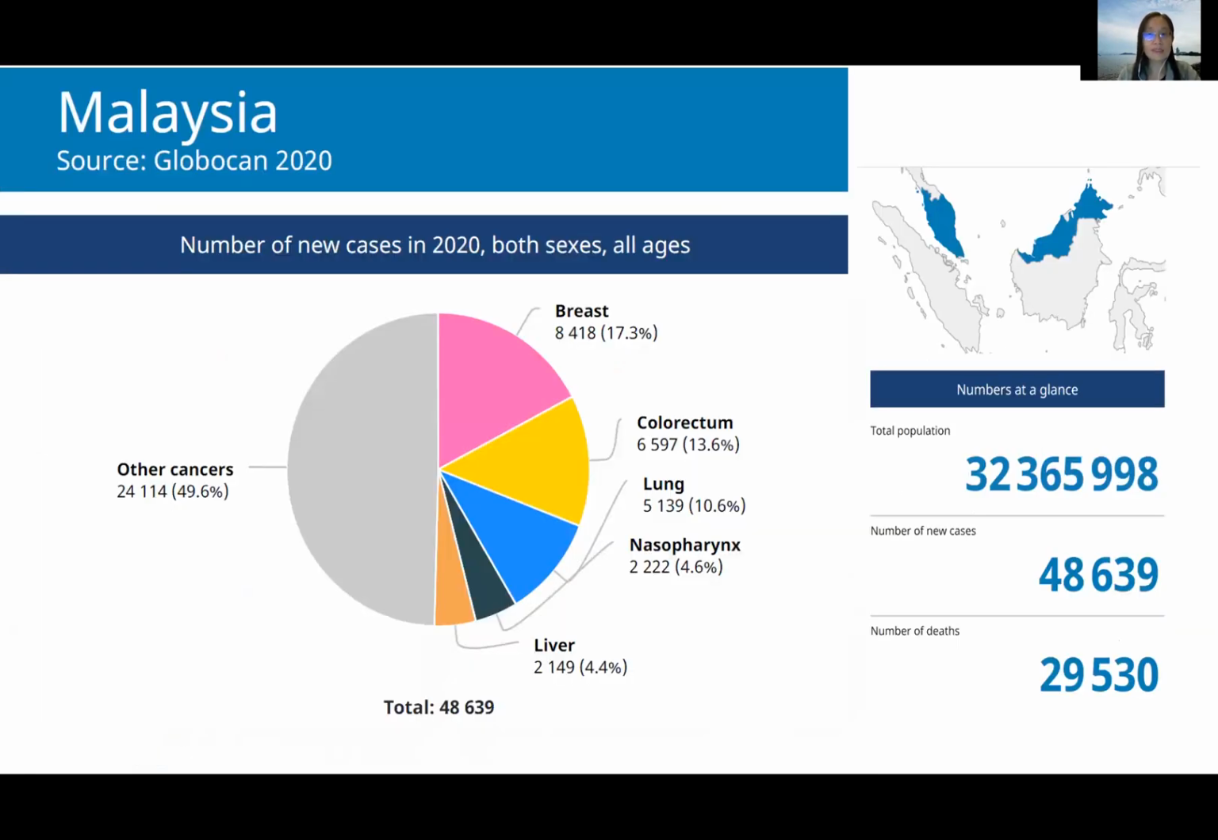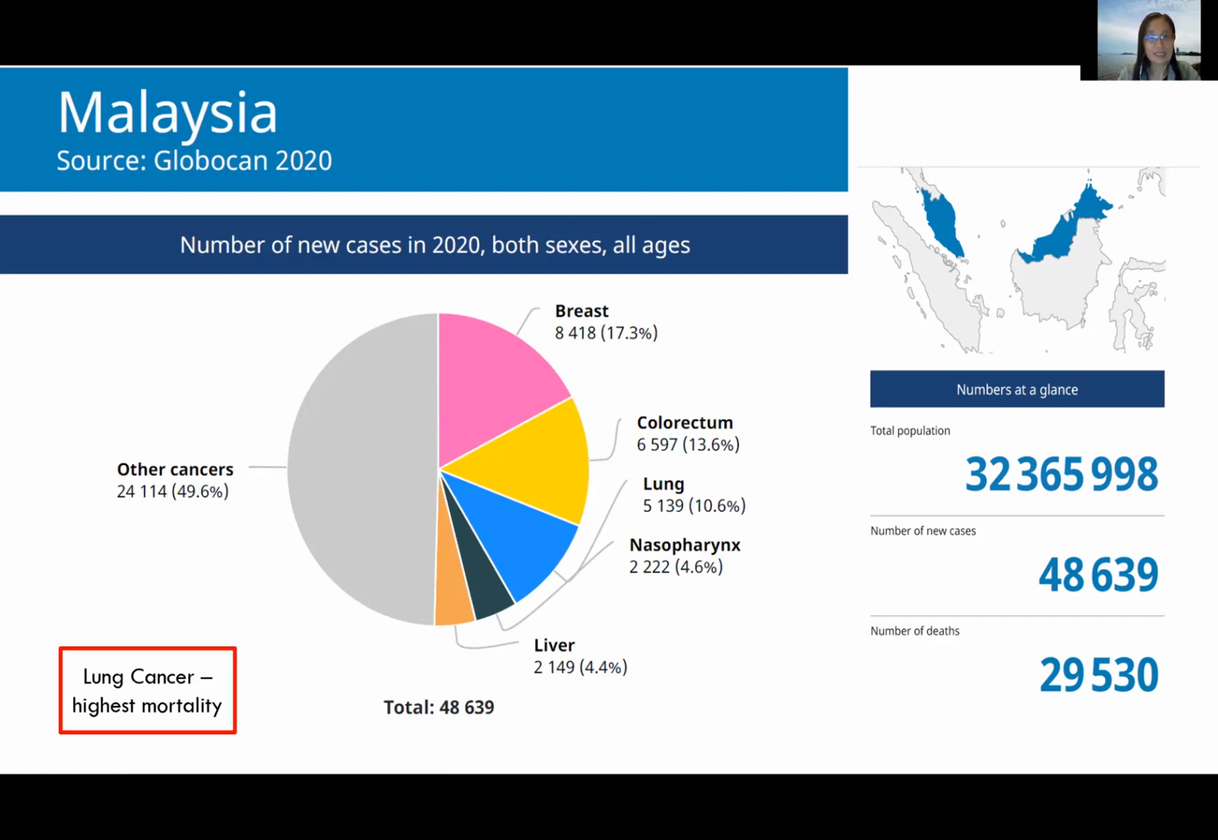So what about locally? Malaysia has about 32 million people. Every year, nearly 50,000 of them will be detected with a new onset of cancer, and 60%, or nearly 30,000, of them die each year from cancers. The top 5 would be breast cancer, colorectal cancer, lung cancer, nasopharyngeal cancer, and liver cancer. But there is a difference amongst males and females.